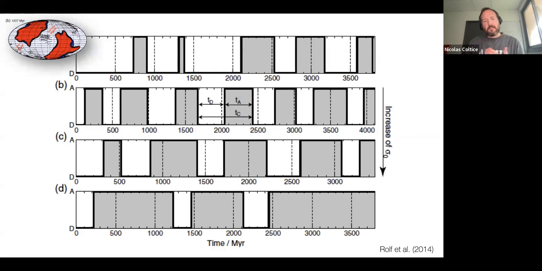And there is an intermediate area of yield stresses that you can see in B and C, in which there is a cyclicity of supercontinent cycles, with times where continents are split being of a similar order of magnitude as the times when the continents are together. So depending on that yield stress, you can change the supercontinental cycle behavior.